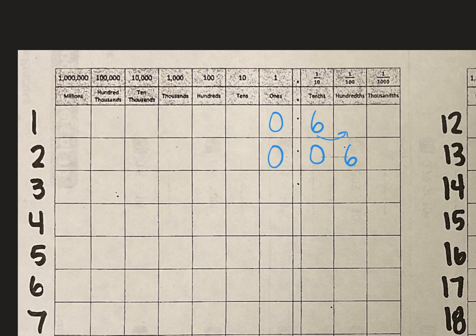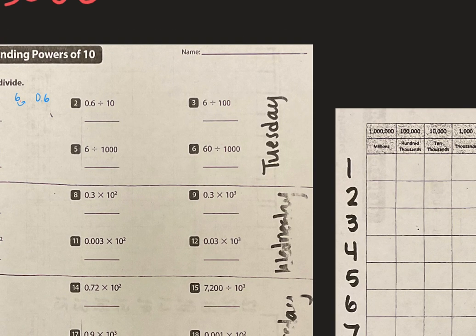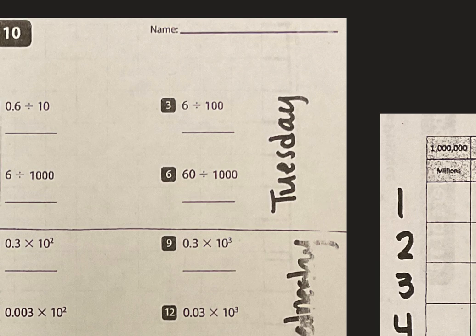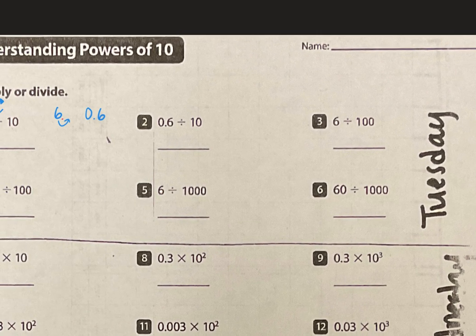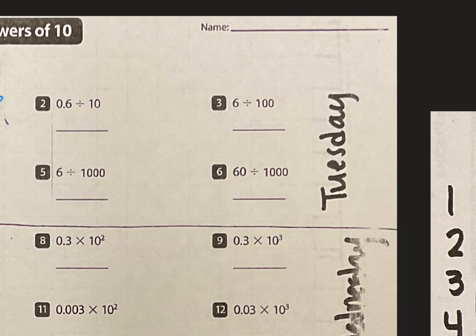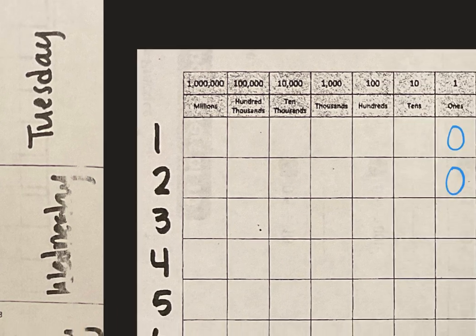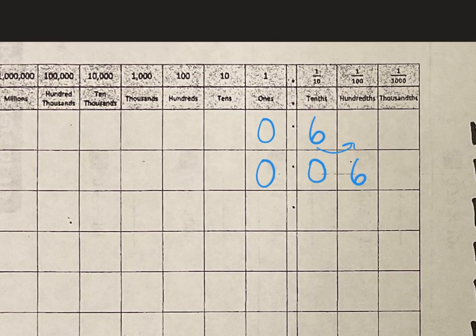Now let's look at number 3, and this will be the last one that I do with you guys. So 6 divided by 100. This one's a little bit different because you're not dividing only by 10, you're dividing by 100, correct? So if you take 6 as your ones place, if you have 6 in the ones place and you divide it by 10, you're left with 6/10, right? Like we have up in the top.